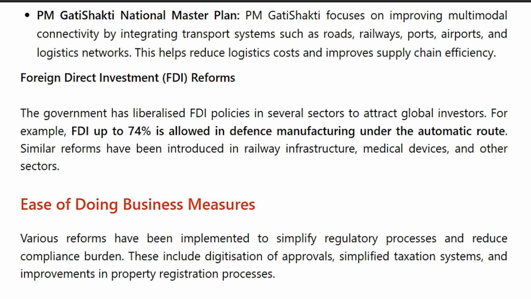For example, FDI up to 74% is allowed in defense manufacturing under the automatic route. Similar reforms have been introduced in railway infrastructure, medical devices, and other sectors. Ease of doing business measures. Various reforms have been implemented to simplify regulatory processes and reduce compliance burden. These include digitization of approvals, simplified taxation systems, and improvements in property registration processes.